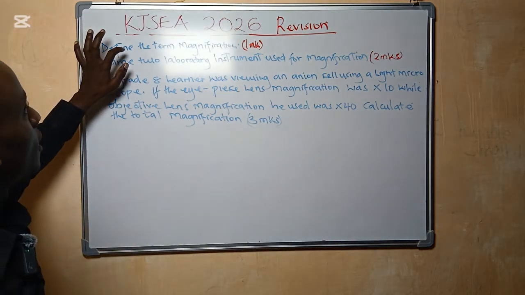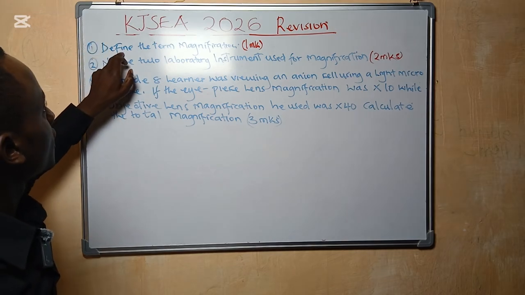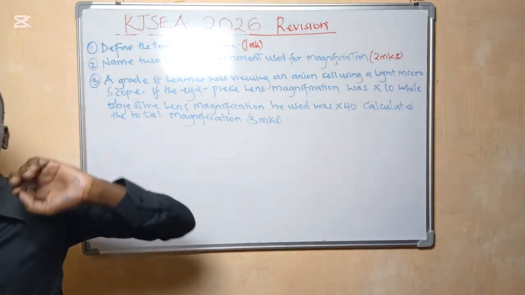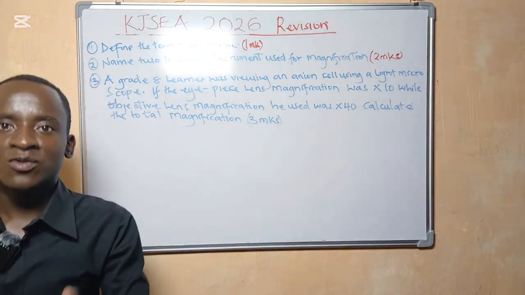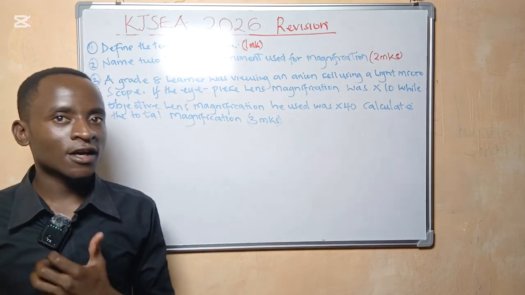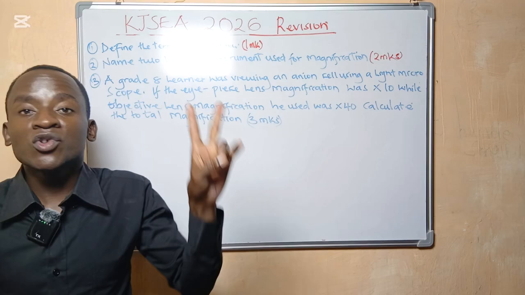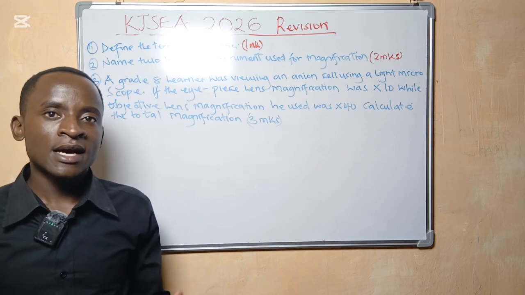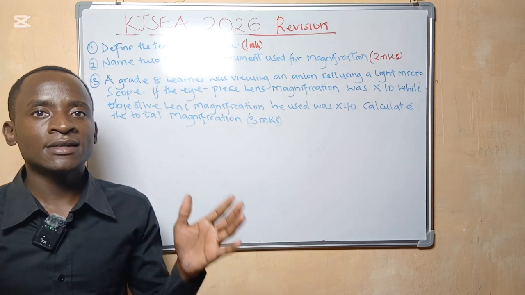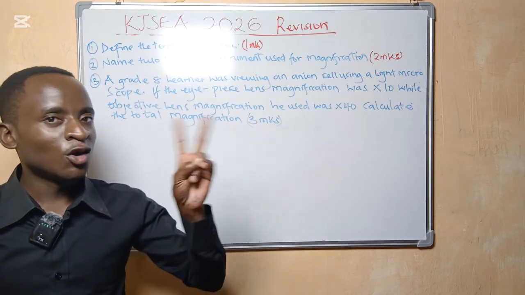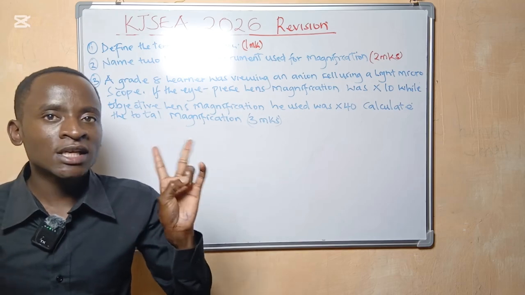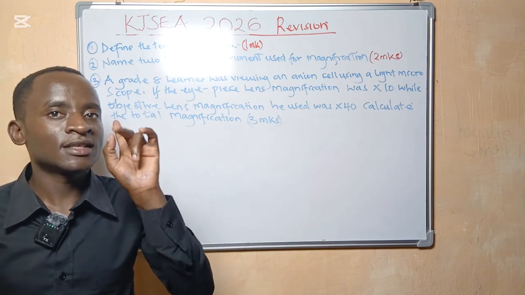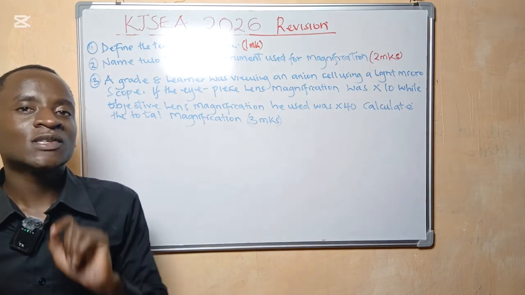Let me read what I have on my whiteboard here. Define the term magnification. How do we define the term magnification? In grade 8, when we were talking about instruments, we mentioned those instruments used for magnification. And we say that we only have 2 instruments used for magnification. These are a hand lens and a microscope. Those are the only 2 instruments, my good boys and girls, that are used in magnification. A microscope and a hand lens. Now, what is the meaning of magnification?